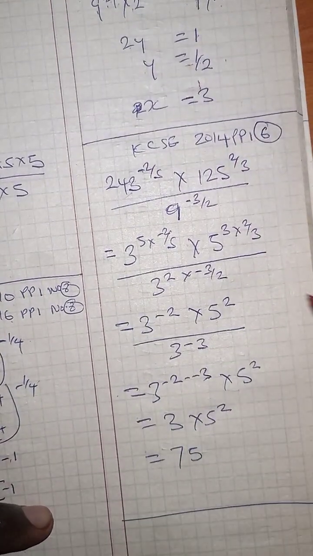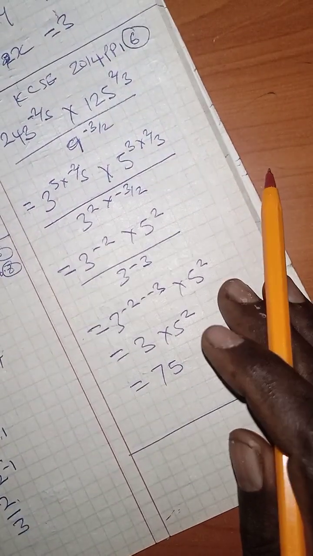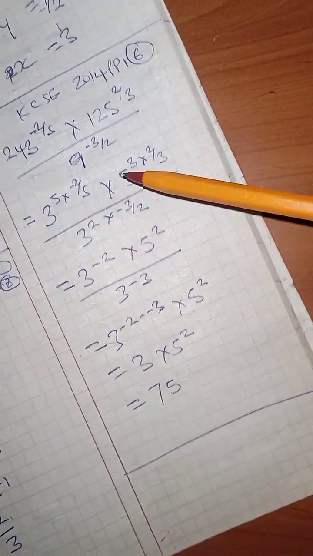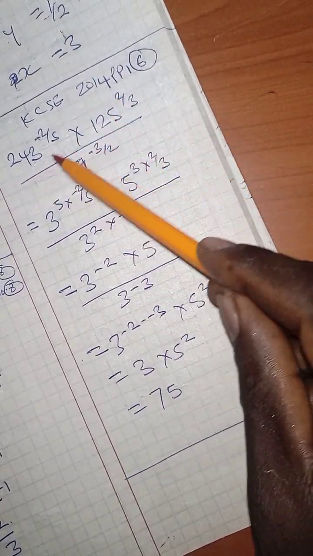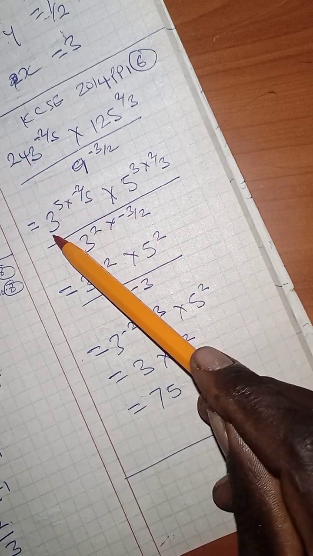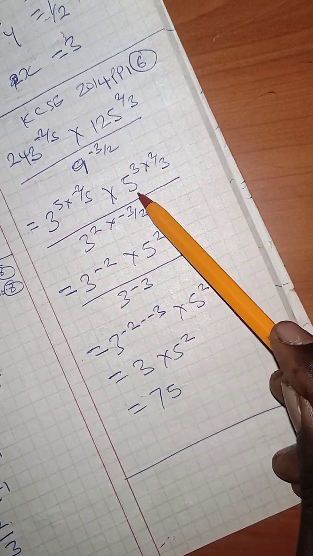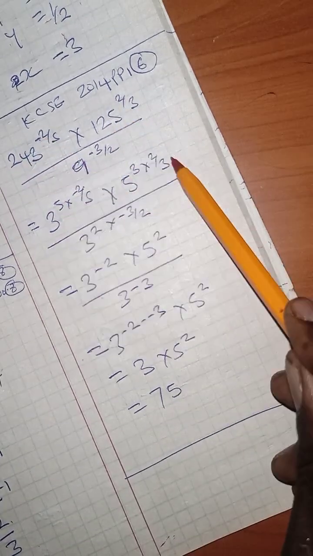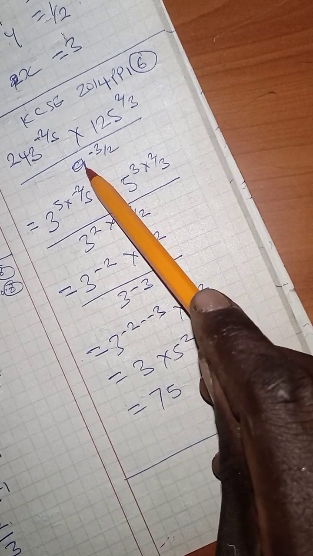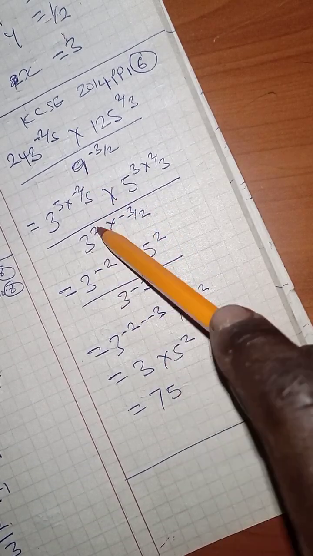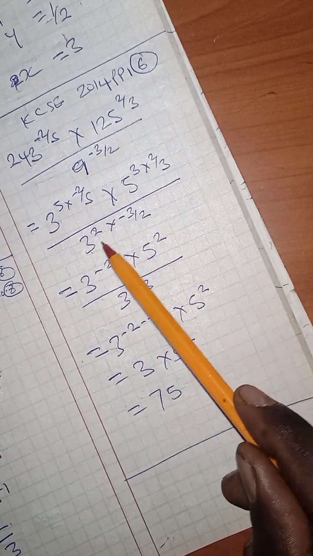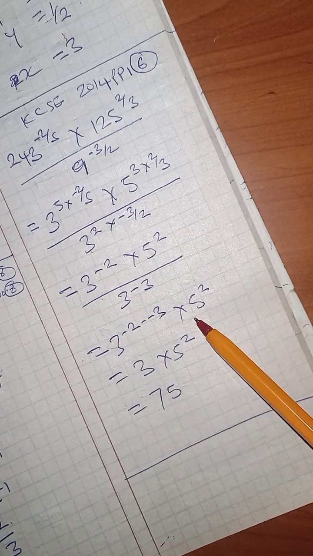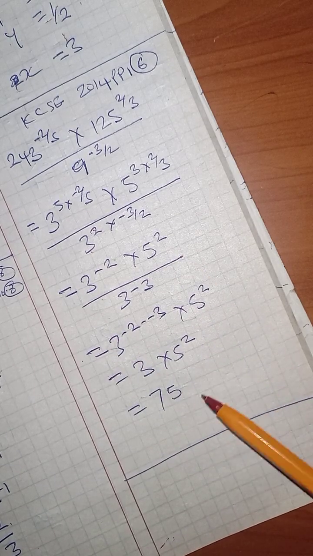Now we look at the other sum. This one students were told to solve. You can see this is a multiple of 3. It is 3 over 5. This is a multiple of 5, it is 5 raised to the power of 3. And then multiply by their powers. This 9 is 3 squared multiplied by its power. Now you get something like this. Then you simplify further. You get 75.